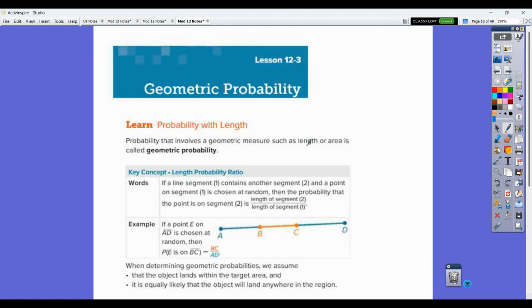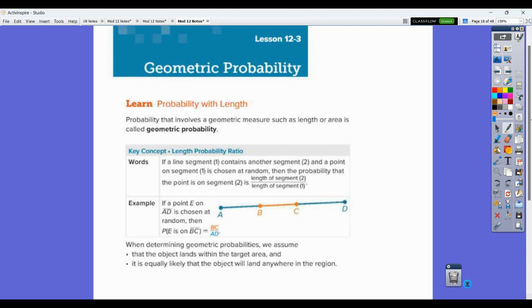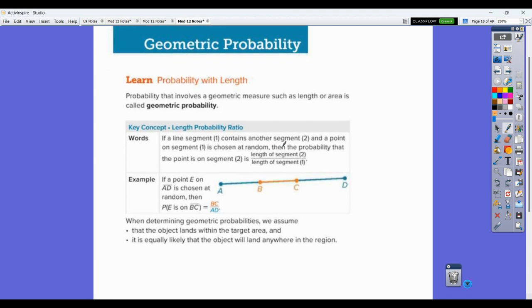Okay, get into the geometry here. We're going to have probability of length and probability of area. Probability that involves a geometric measure such as length or area is called geometric probability. Pretty simple there. If a line segment 1 contains another line segment 2, and a point on line segment 1 is chosen at random, then the probability that the point is on line segment 2 is the length of segment 2 divided by the length of segment 1.